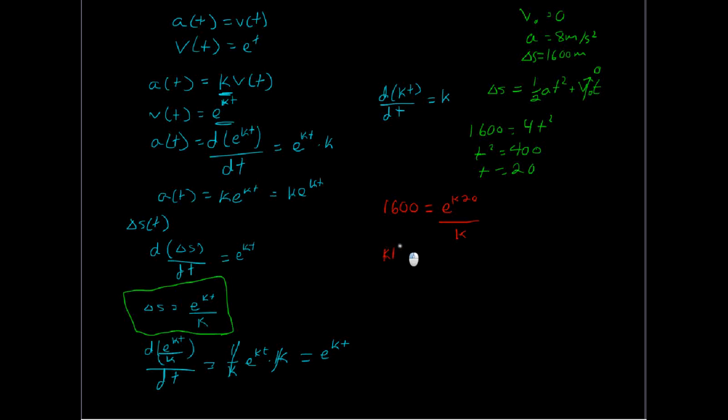So we get k times 1,600 equals e to the 20k, and then taking the natural log of both sides, we get natural log of k times 1,600 equals 20k, because the natural log of e to something is just that something. But now we have a problem, because we want to solve for k, but our k is in both the natural log and outside of it. So we haven't learned a function yet that will help us solve this for an exact value of k. In fact, there is no elementary function that lets us solve for k.